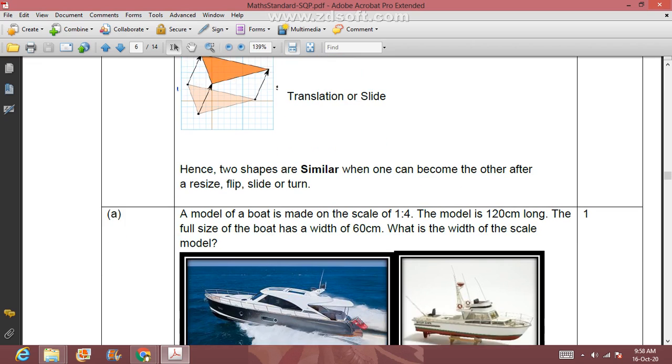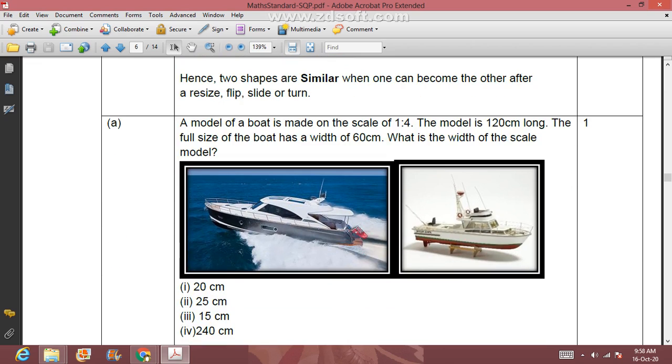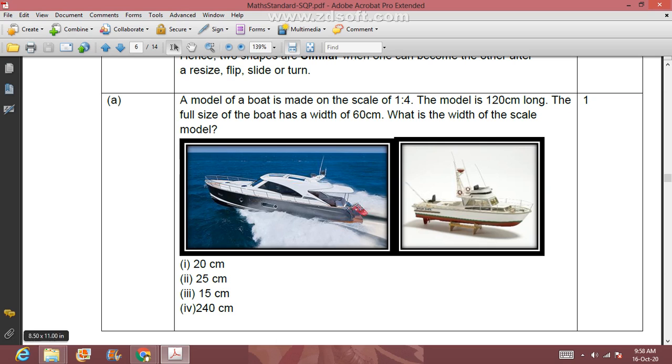So don't worry about it. See these questions. A model of a boat is made on the scale of 1:4. The model is 120 centimeter long. The full size of the boat has a width of 60 centimeter. What is the width of the scale model? So the scale model is also given here.